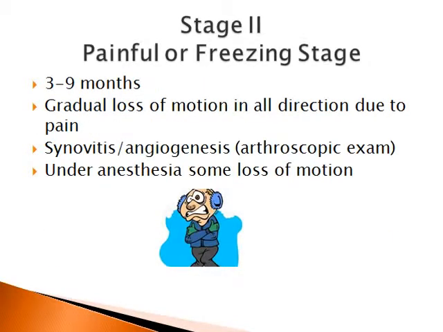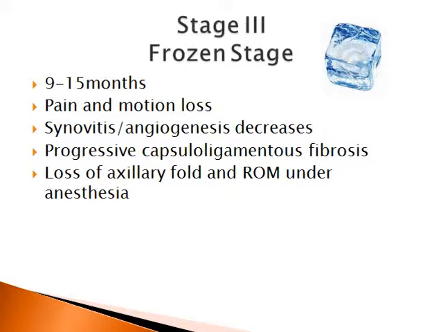Stage 2, the painful or freezing stage, lasts between 3 and 9 months. There's usually gradual loss of motion in all directions due to pain. There's that synovitis versus angiogenesis seen with arthroscopic exam. Under anesthesia, there may be some loss of motion. Stage 3, the frozen stage, between 9 and 15 months, the patient will have pain and motion loss. That synovitis or angiogenesis reported to be seen decreases, but there's progressive capsulo-ligamentous fibrosis. And under anesthesia, you might see loss of axillary fold and range of motion.